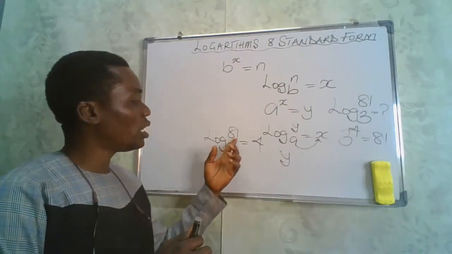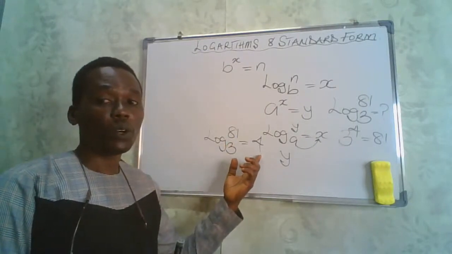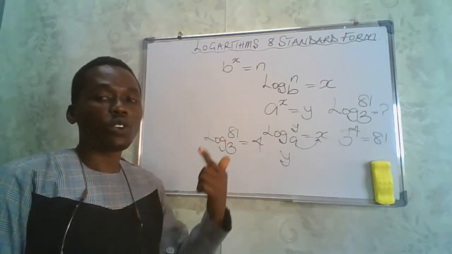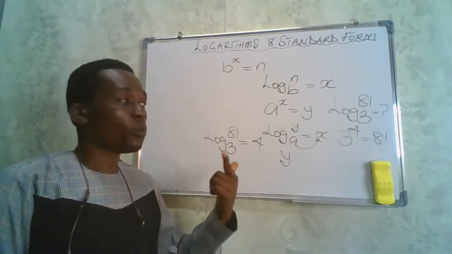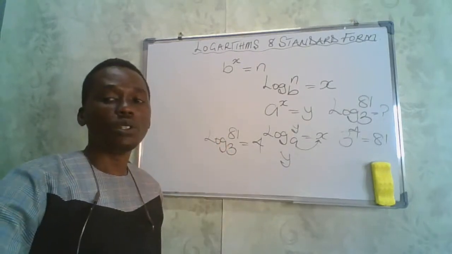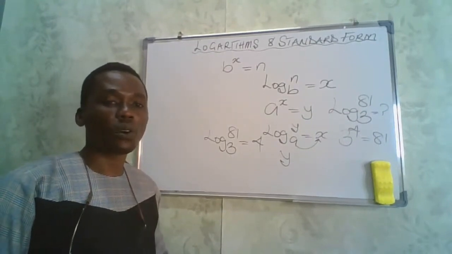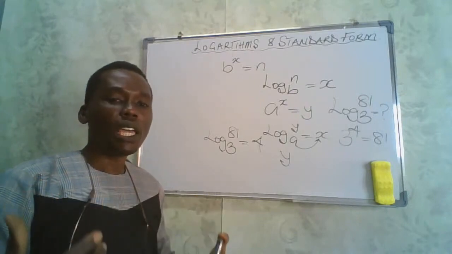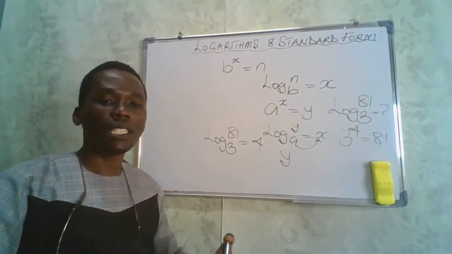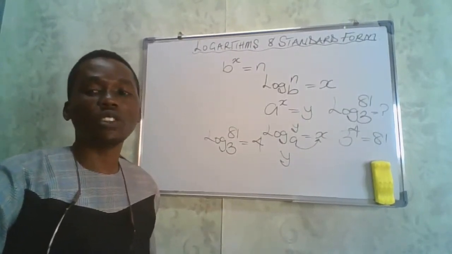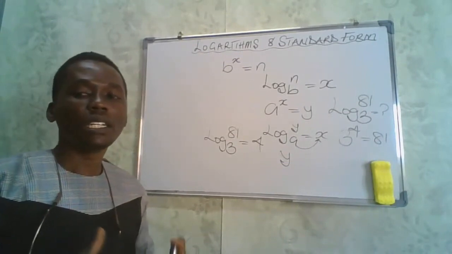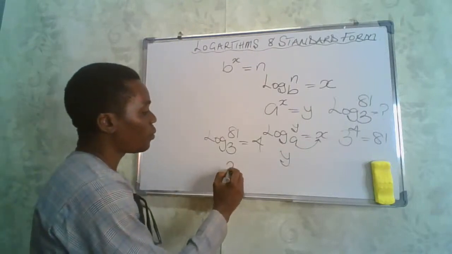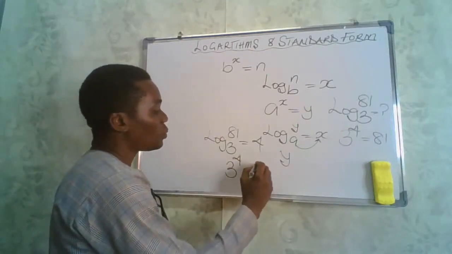So the log of 81 base 3 will be equal to 4, because if you consider that, we find that an exponent of 4 is needed in order to make 3 yield a certain number. I want you to understand this, that an exponent of 4 is needed in order to make 3 yield 81. So that means 3 to the power of 4 is equal to 81.